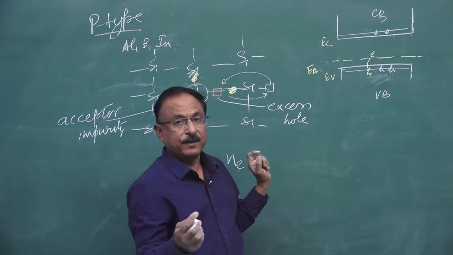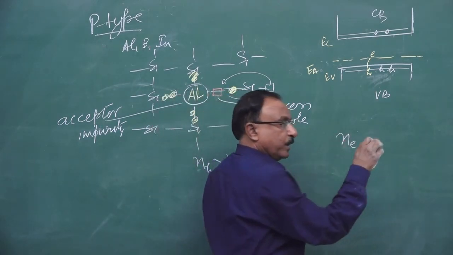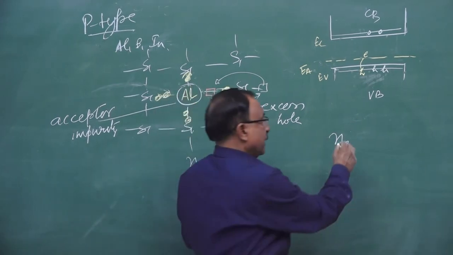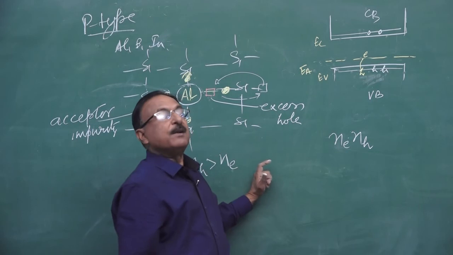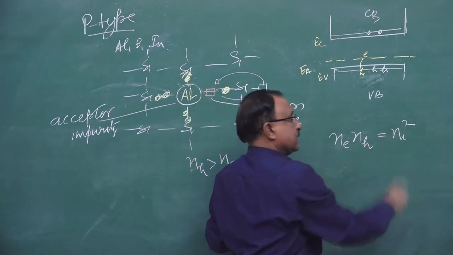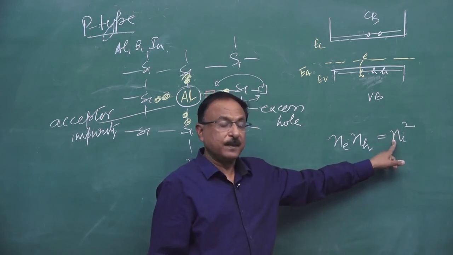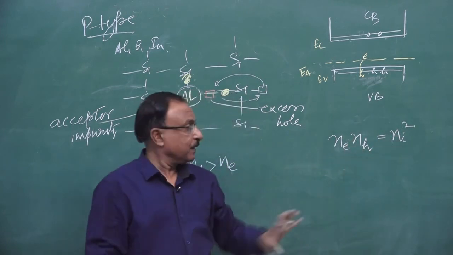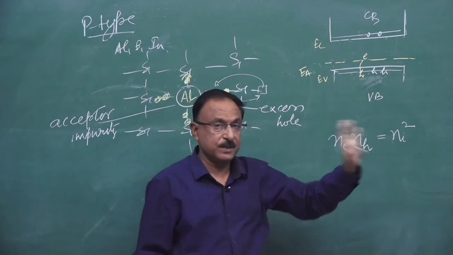Either in N-type or P-type, the electron density and hole density will change in such a way that their product will always remain constant and equal to n_i squared. n_i is the intrinsic charge density. So in P-type or N-type, the product of the electron density and the hole density is always constant.